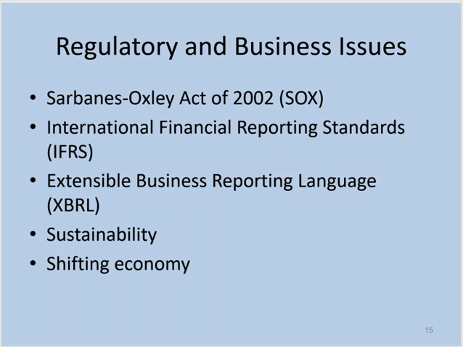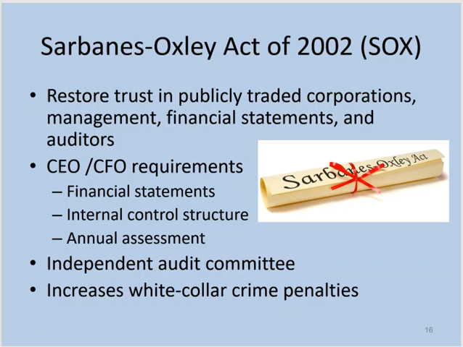So there have been some regulatory and business issues that have transpired over the past 10 or 15 years, and we're going to delve into each one of those in greater detail here. But that would include Sarbanes-Oxley, the IFRS, the International Financial Reporting Standards, the Extensible Business Reporting Language, XBRL, sustainability in a shifting economy. So let's go directly to Sarbanes-Oxley here.